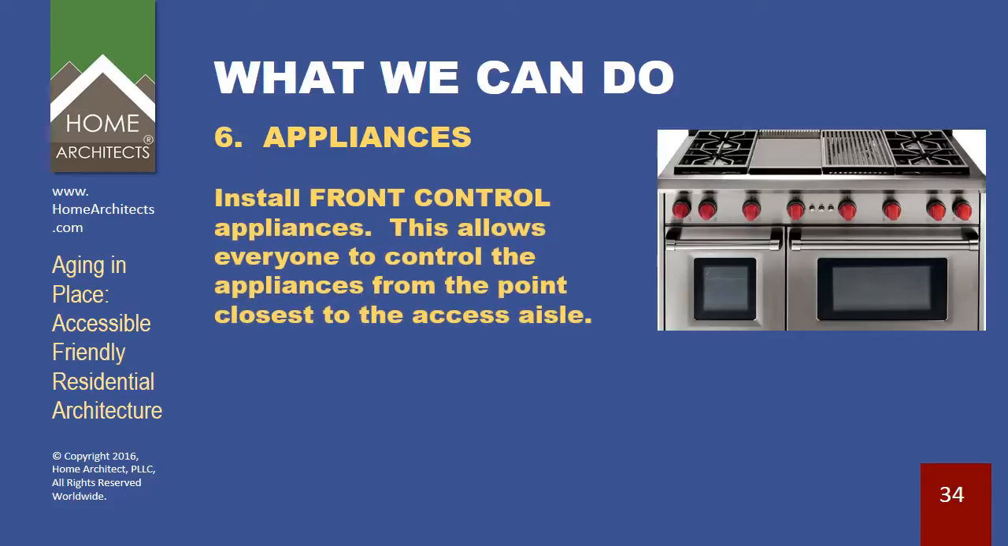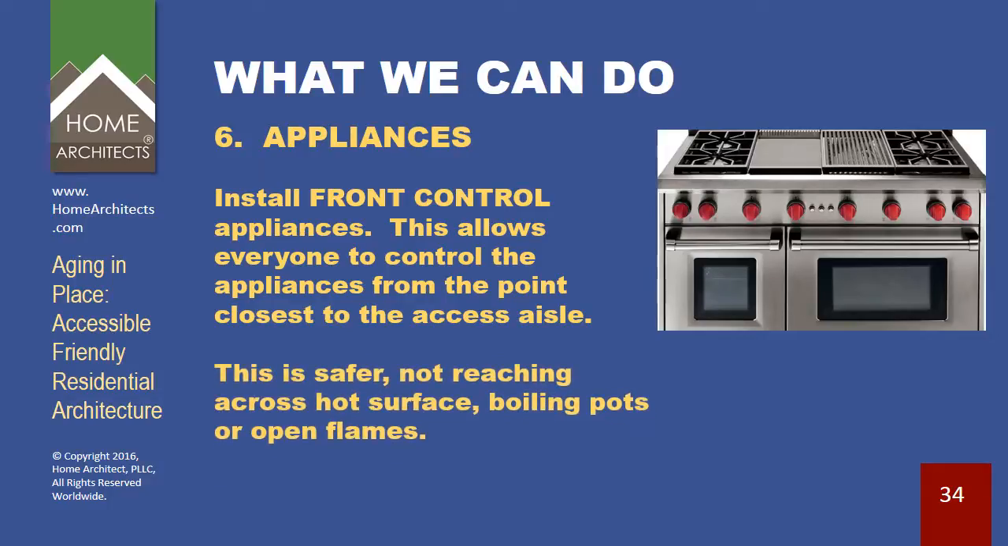6. Appliances. Install front control appliances. This allows everyone to control the appliances from the point closest to the access aisle. This is safer, not reaching across a hot surface, boiling pots, or open flames. There should be no difference in cost. It's just a selection on what type of appliance.